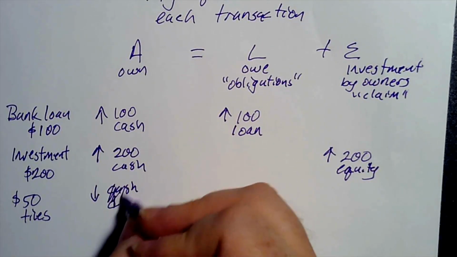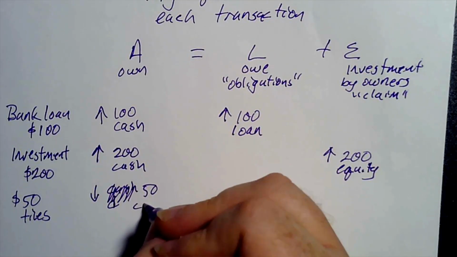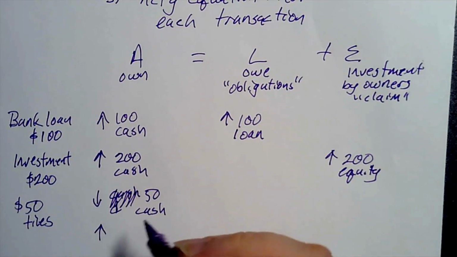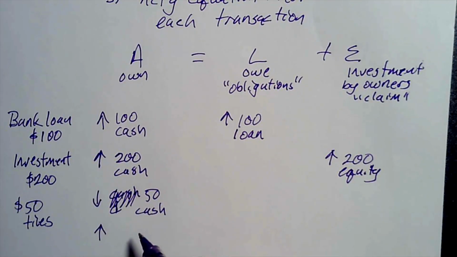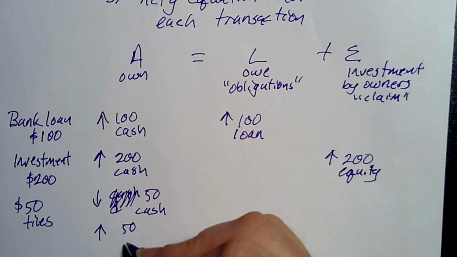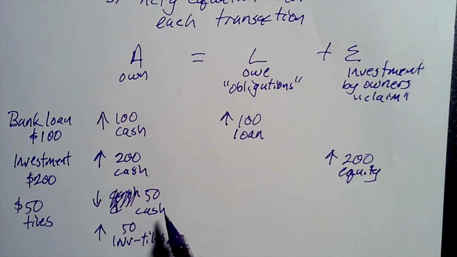Let me write this right. Cash went down. This is the down part. This is the amount in cash. Cash went down. Did a liability increase or decrease? Did equity? No. What ended up happening is we basically exchanged one asset for another asset. We exchanged $50 in cash for $50 in inventory, specifically tiles. Now, nothing happened on this side, and this side went down, then up, and so it essentially balanced.